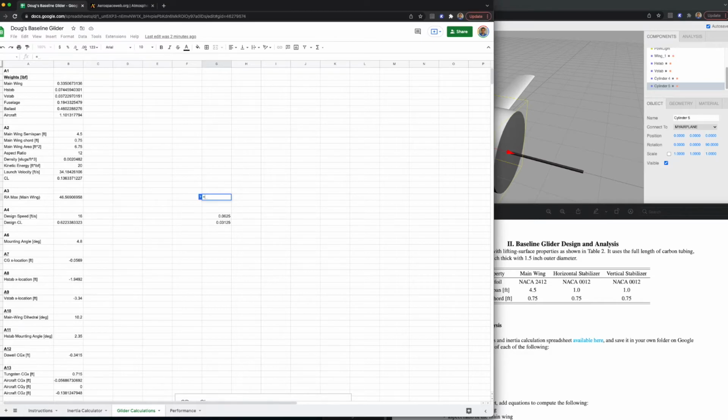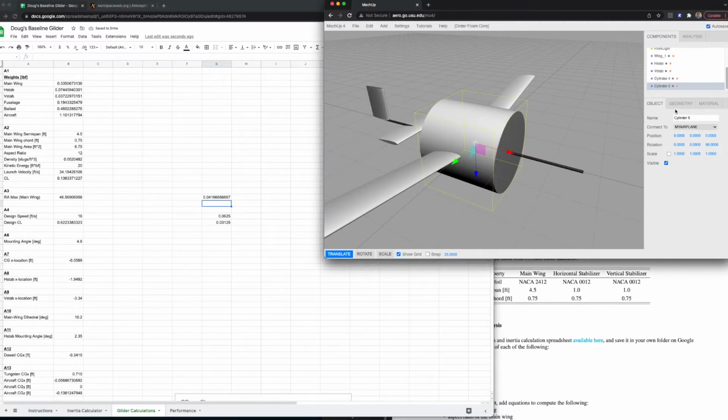I needed to convert that to feet. So equals 0.5 divided by 12. So 0.04167 is the height of this. So let's see, 0.04167.